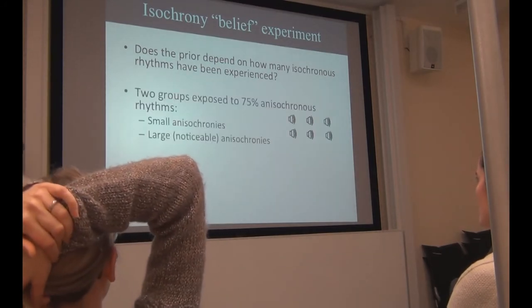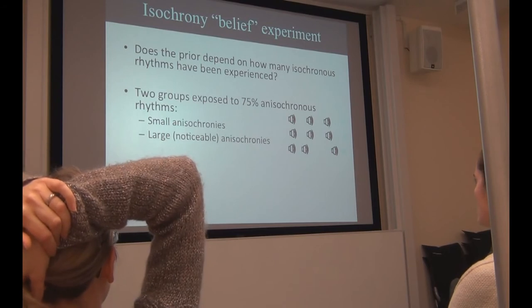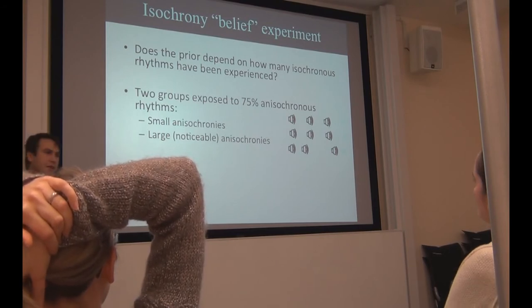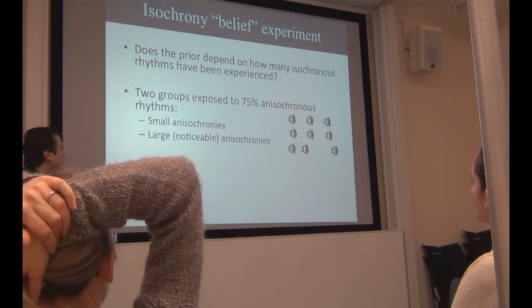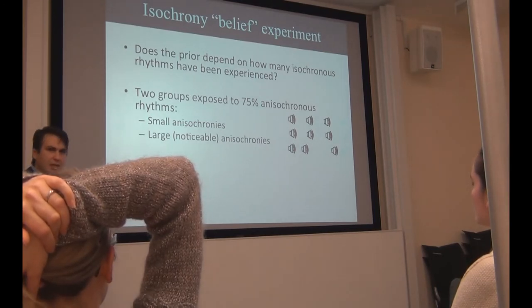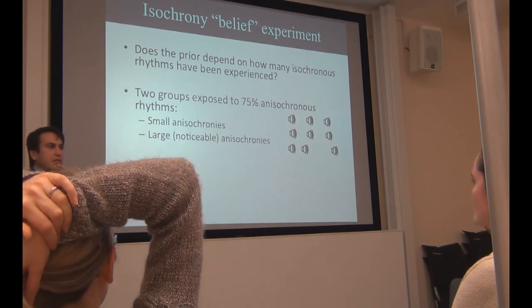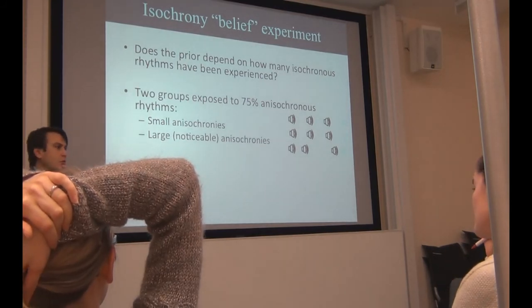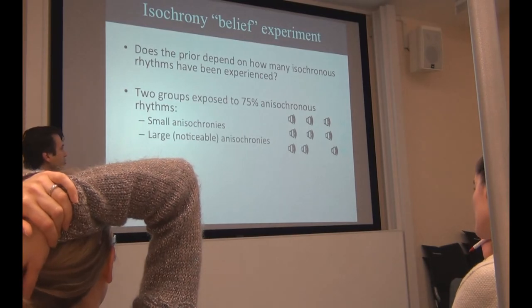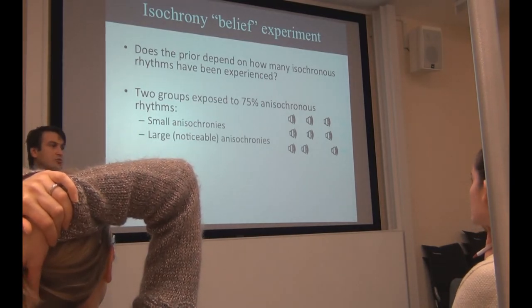So we divide participants in 2, and in one group we present 75 anisochronies that they cannot perceive. They are very, very tiny anisochronies. We actually measured the JND where they can perceive it at 75%, and we present lower than that. And then we have another group where instead the anisochrony is really noticeable.